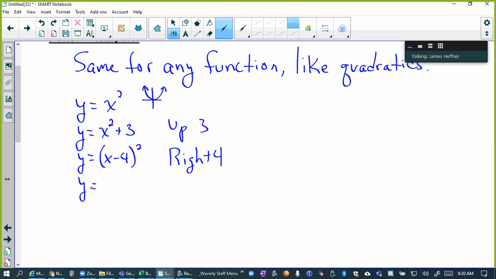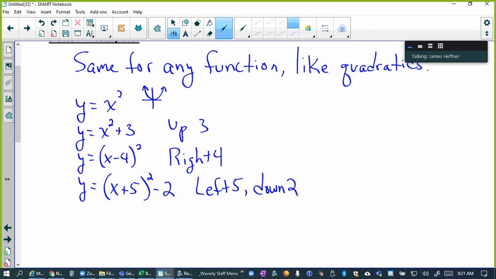Let's try another one. y equals (x plus 5) squared minus 2. What would happen to this function? How about that plus 5 inside there? You move it left 5, and then down 2. Okay? So we getting the idea there?